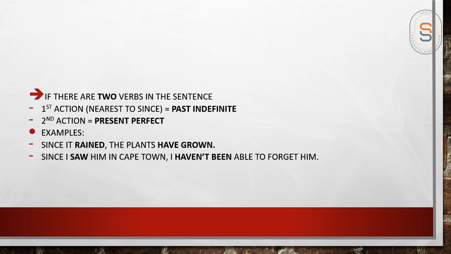Remember, past indefinite, same as past simple. The plants have grown, present perfect. We use have because the plants are plural. And that's why in the present perfect tense, we use have or has. In this case, we use have plus the third column. Right, the next example: since I saw him in Cape Town, I haven't been able to forget him. So it's saw and forget. So since I saw him is my past indefinite tense. I haven't been able to forget him. Haven't been is my present perfect tense.